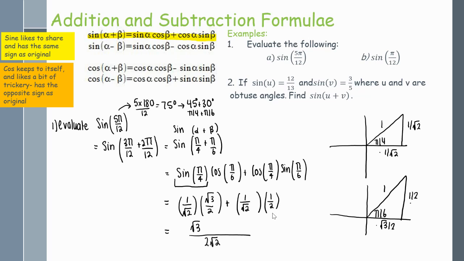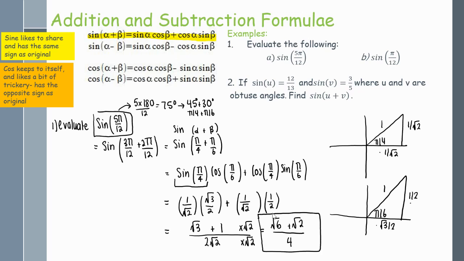So the base value on the denominator is 2 root 2, and I have root 3 plus 1 on the top. To rationalize, multiply the denominator and the numerator by root 2, and we'll end up with root 6 plus, well, 1 times root 2 is root 2, all over 2 root 2 times root 2. That's just going to be 2 times 2, or 4. So finally, sine 5 pi on 12 is really root 6 plus root 2 all over 4.